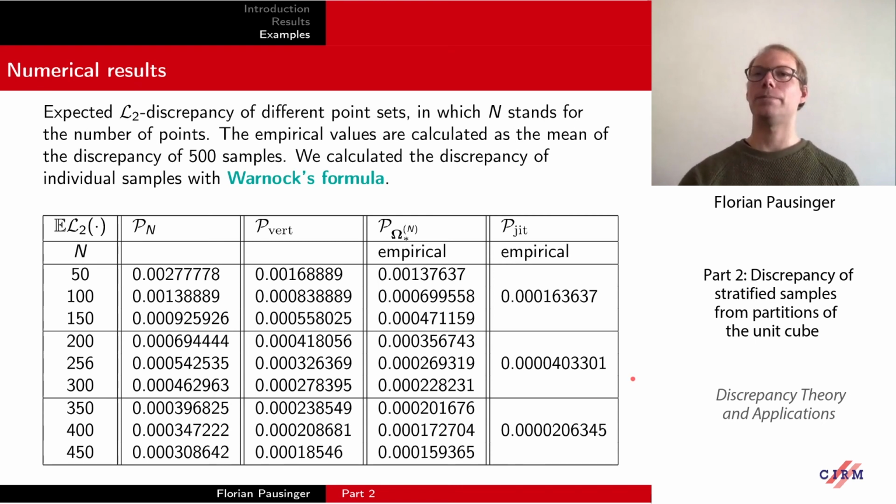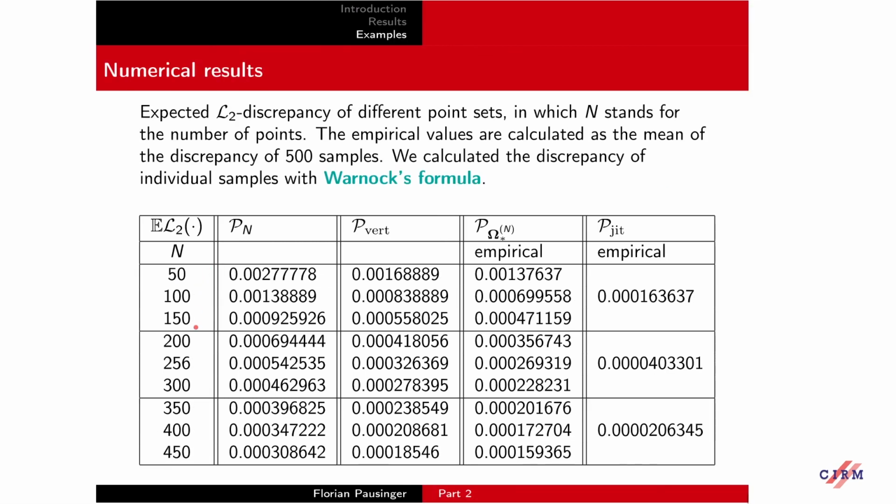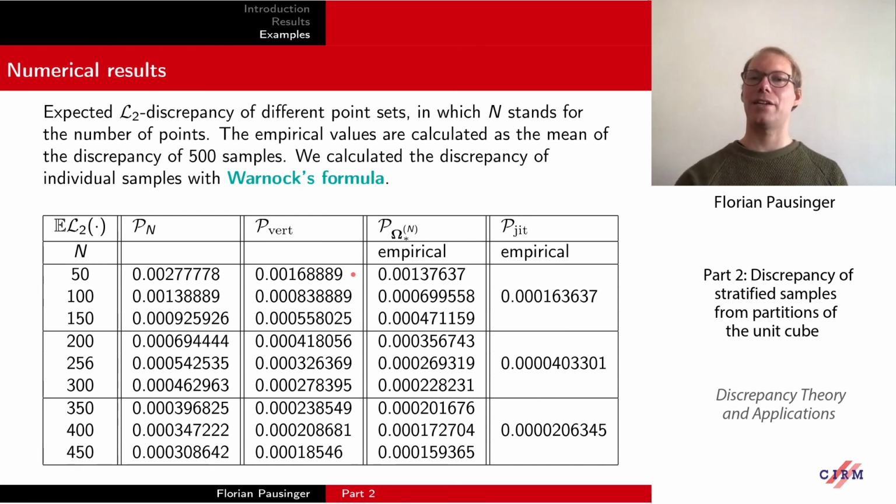So here, to sum up, there are some numerical results. The first column, this is the expected discrepancy of a set of n random points, and here n goes from 50 to 450. Then I can show you the value for the vertical strip partition. Here we can actually calculate the expected discrepancy, and you can compare. This value is always considerably smaller. Now if we turn to the partition into these parallel lines orthogonal to the diagonal, then we can calculate the expected discrepancy empirically using Warnock's formula and about 500 samples each. And we can see here that the expected discrepancy is always about a factor 2 smaller than the expected discrepancy of a uniform random point set.